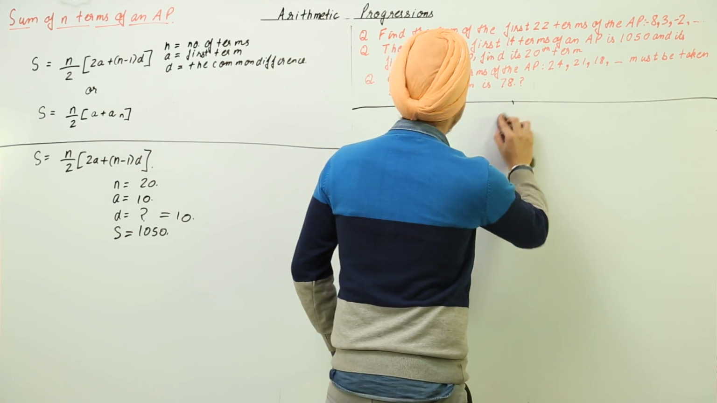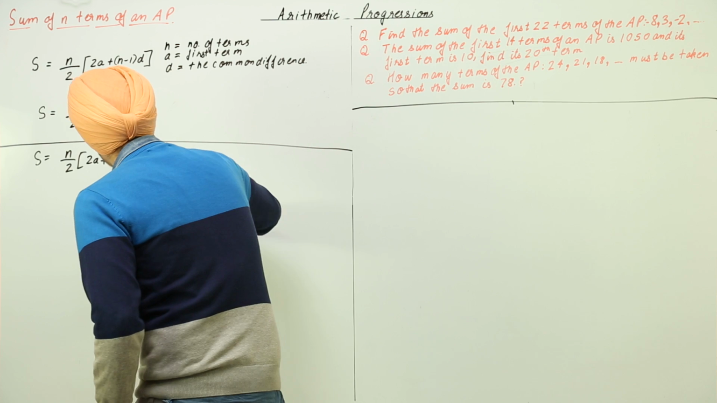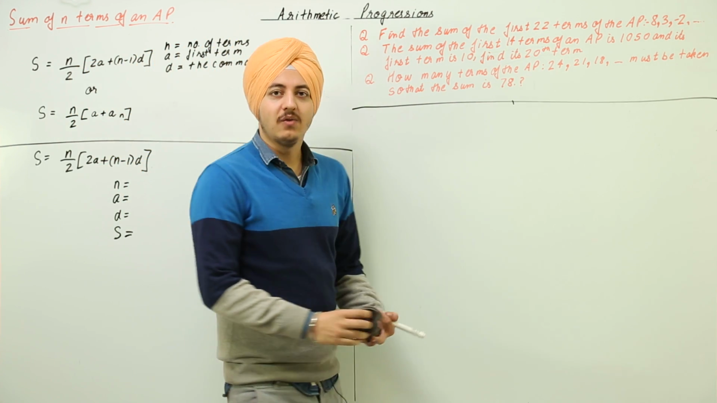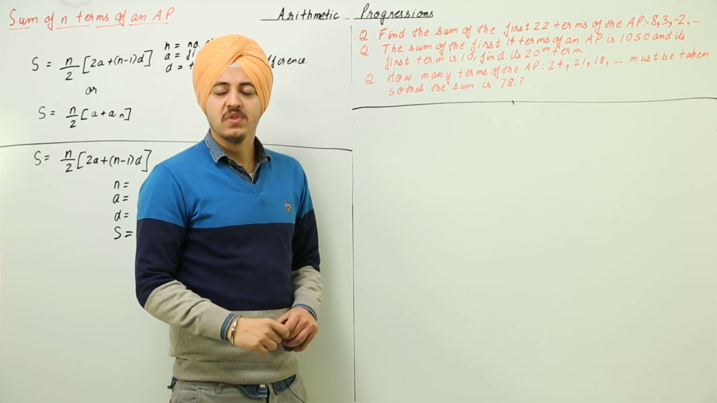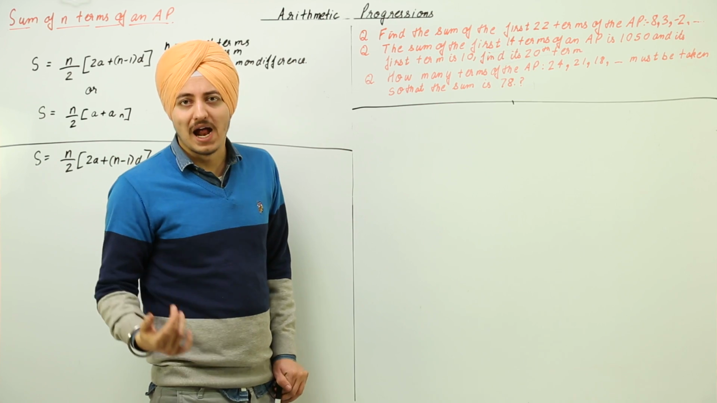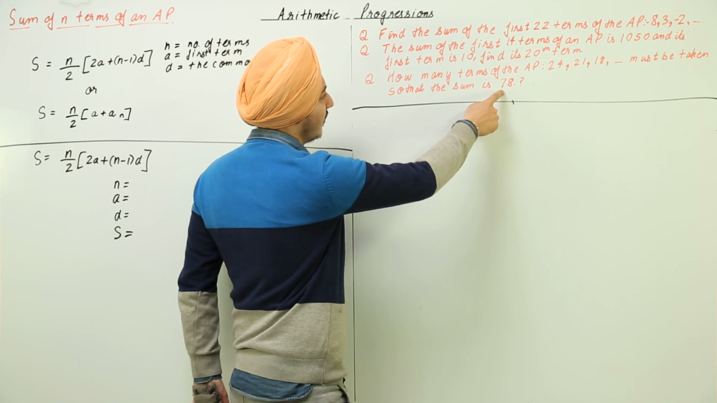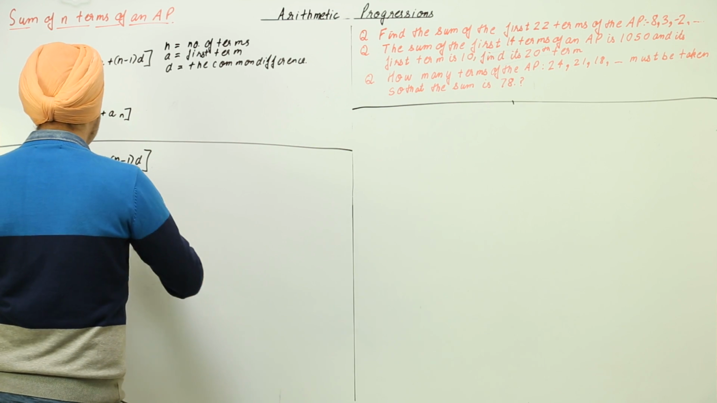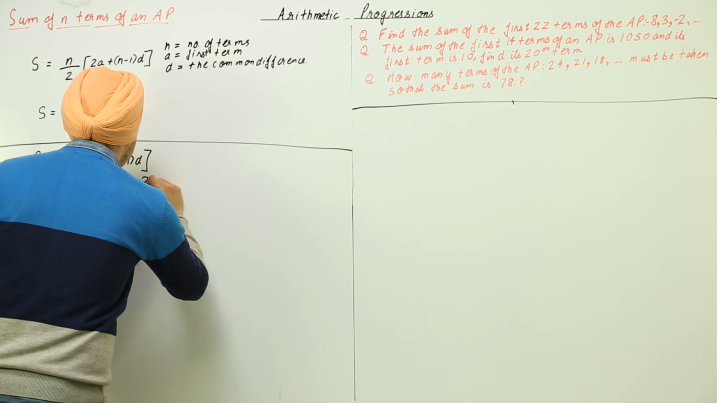Okay. So now what is given is that we are given the sum of an AP equal to 78, and we are given the first three terms of an AP. We need to find out how many terms we have to add so that the sum is 78. So what all is given over here? We have the n over here, we have to find out.